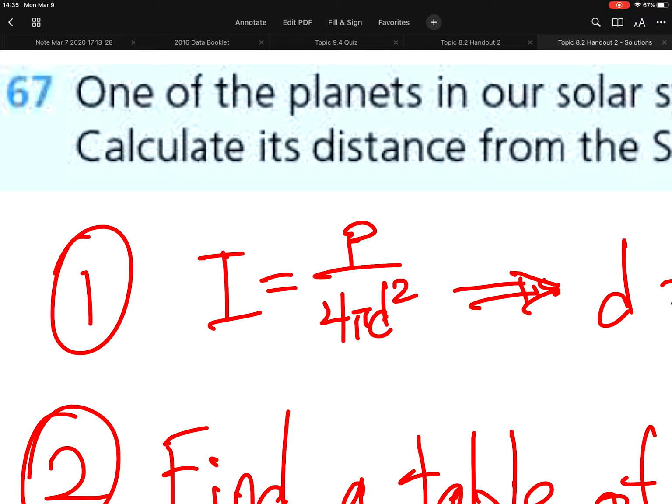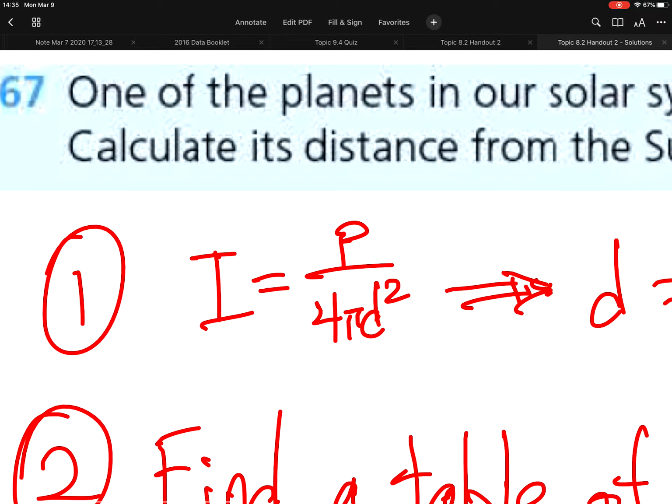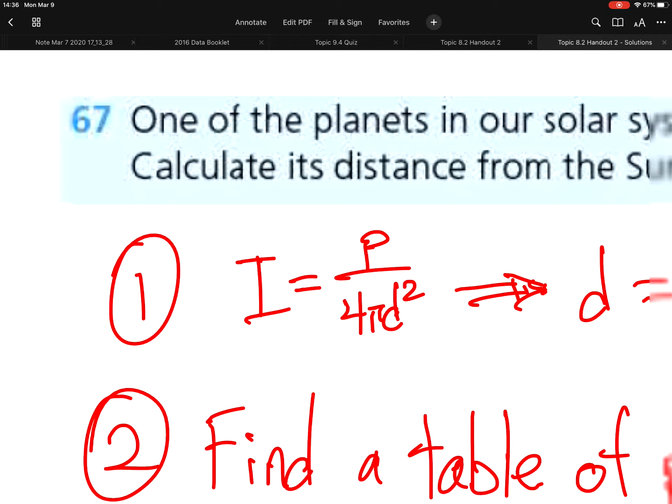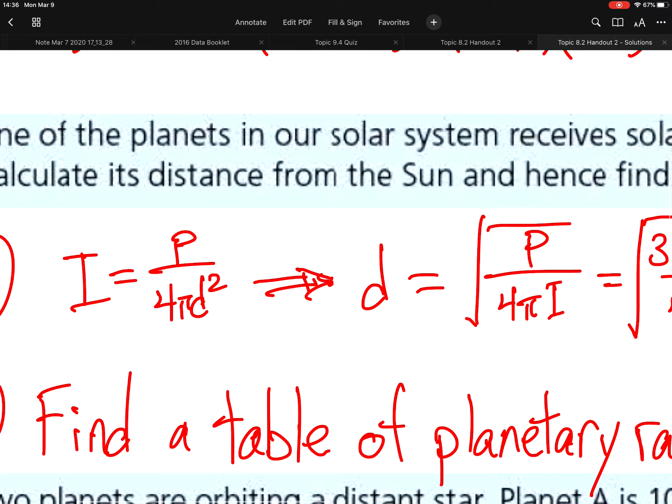So pretty important to make a note of it because it may come up at a later date. The equation that is in your data booklet just says intensity is equal to power divided by area. So if you don't know the area of a sphere, if you don't know how to calculate the surface area of a sphere, that's going to be a problem.